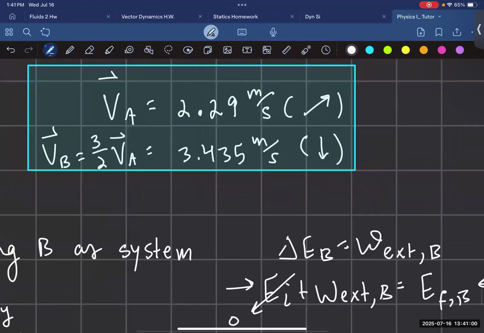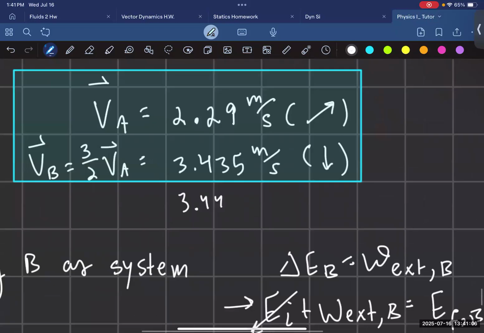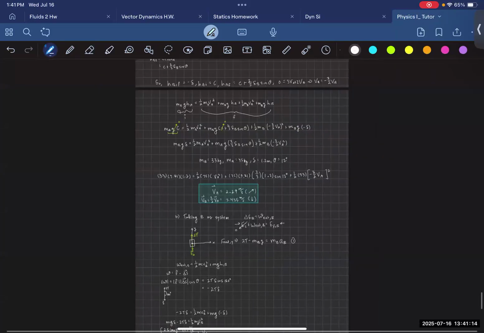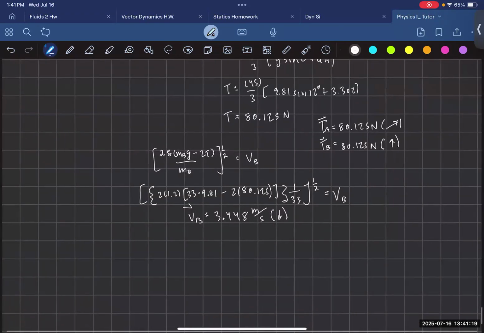Our answer that we found is 4. We can attribute the difference in the numbers to just some rounding errors, right? And you could solve for the velocity of A the exact same way that you did before, using this equation.